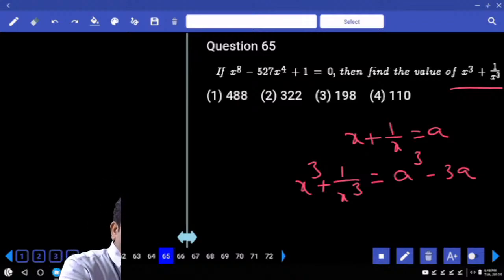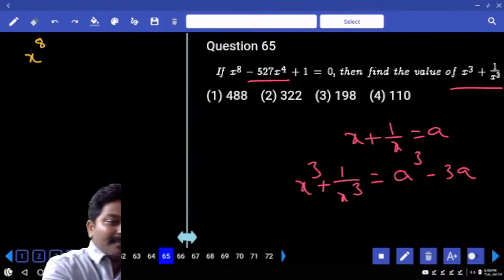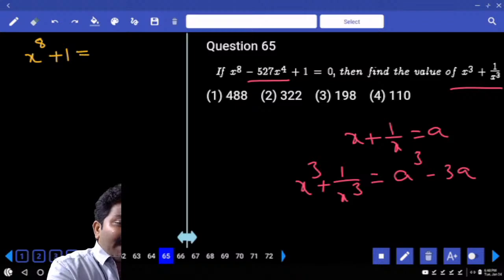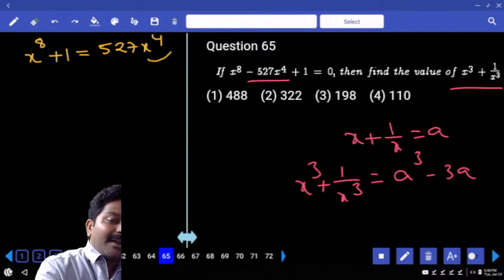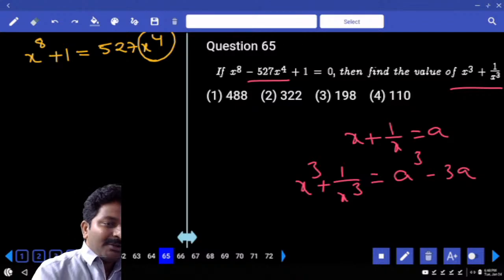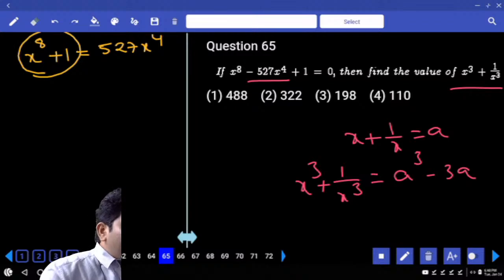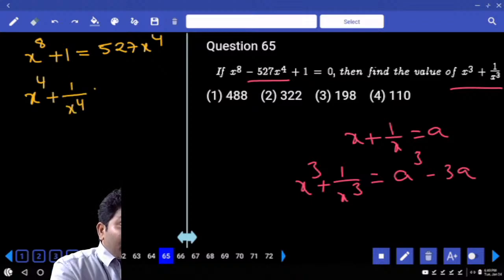So now let's see. x power 8 minus 527 x power 4, I will take it to right hand side. Plus 1, I will keep it as it is. 527 x power 4 goes to the right hand side. Right hand side x power 4 is there. I don't want that variable, so on the left hand side you should take x power 4 common here, right? Then it becomes x power 4 plus 1 by x power 4 is equal to 527.